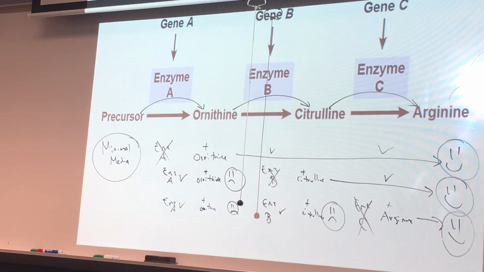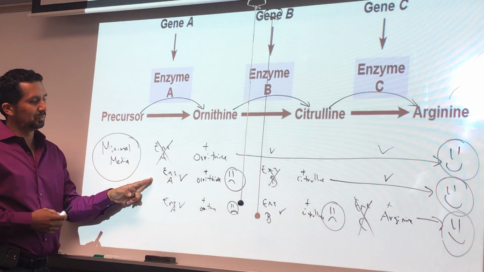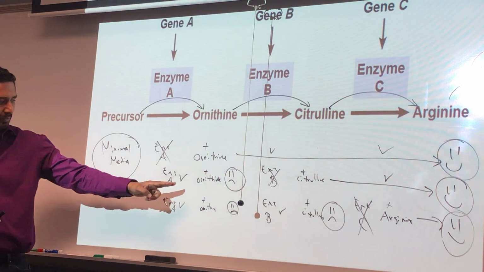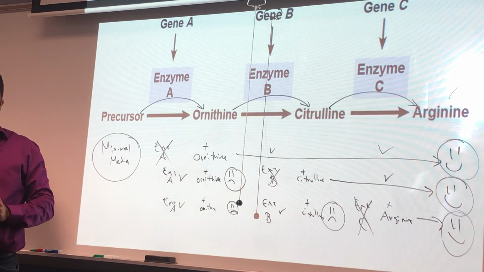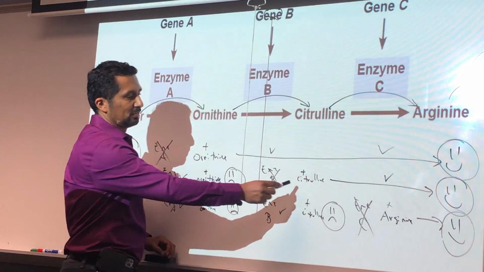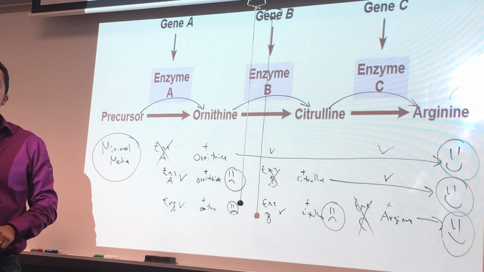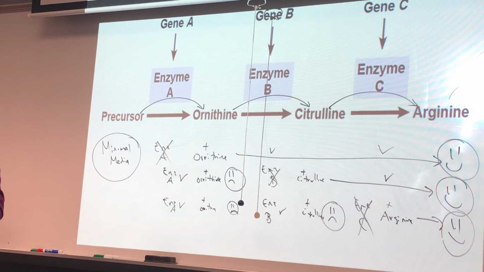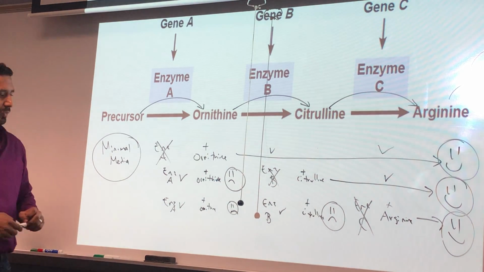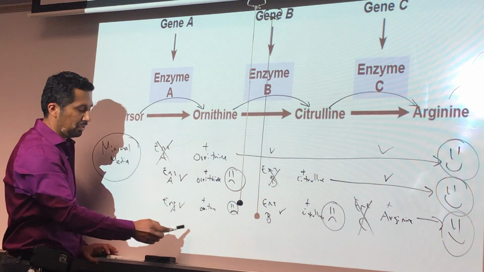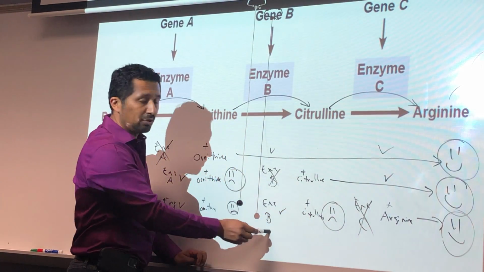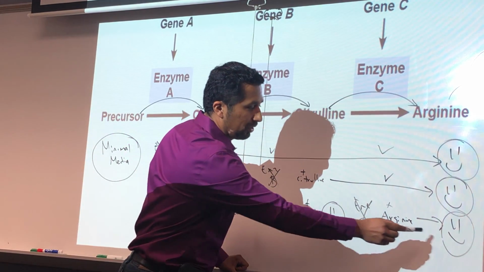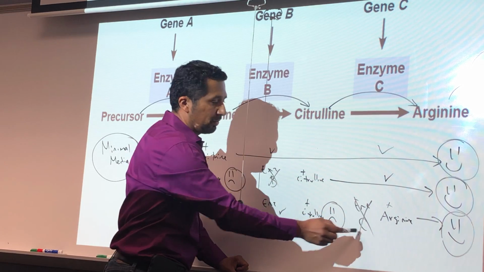So on the second row, enzyme A is fine, right? Because you add ornithine and it doesn't grow. But it does grow if you add citrulline. So you know it's enzyme B. And then for the one below it, you add ornithine, still doesn't grow, right? So that tells you enzyme A is working. You add citrulline, and it still doesn't grow, right? Tells you enzyme B is working. So now you need to add arginine, and now it grows. That tells you that enzyme C is the faulty one.